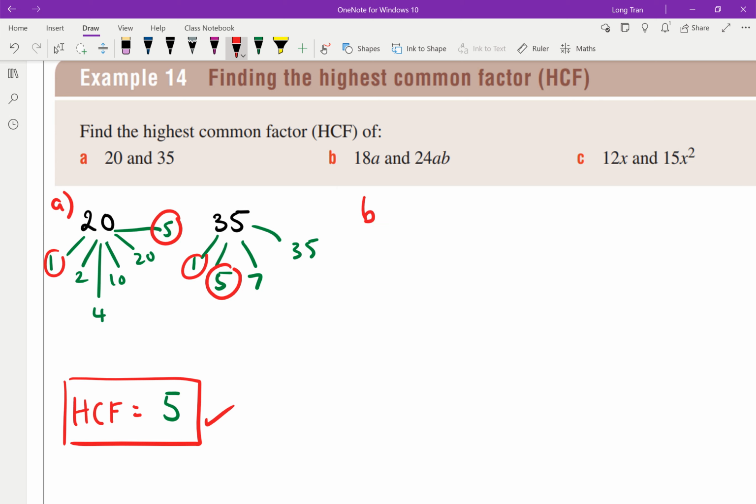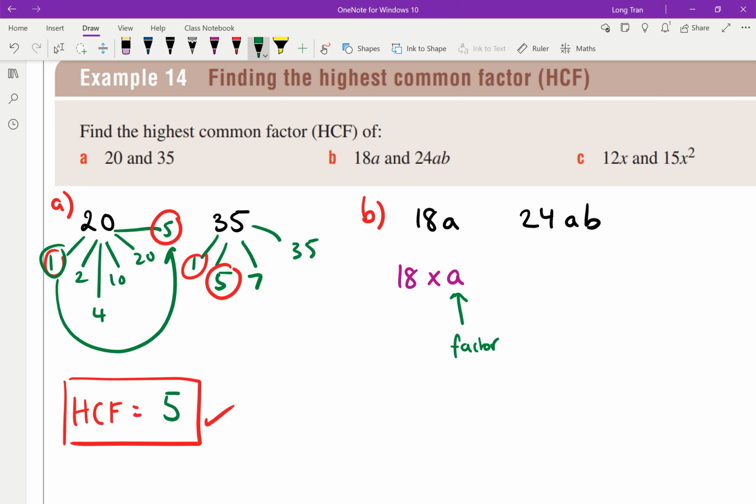Part B, now they're going to introduce a variable, and a lot of students find this tricky, but it's the same deal. I'm going to do 18A, and the other one's 24AB. I treat them individually, because 18A is the same as 18 times the A. When you times the A, that means A is also a factor, because 1 times 20, 20 is a factor and 1 is a factor. So when you times, they become factors. That's why A is also a factor.